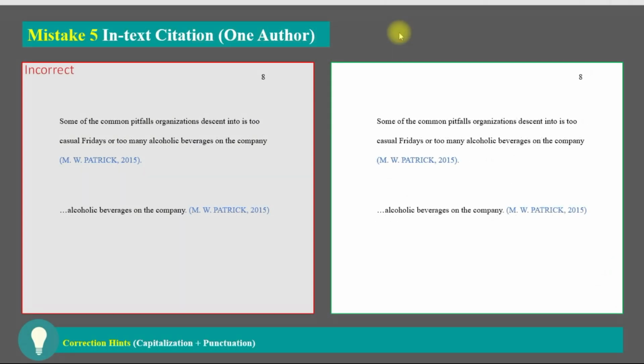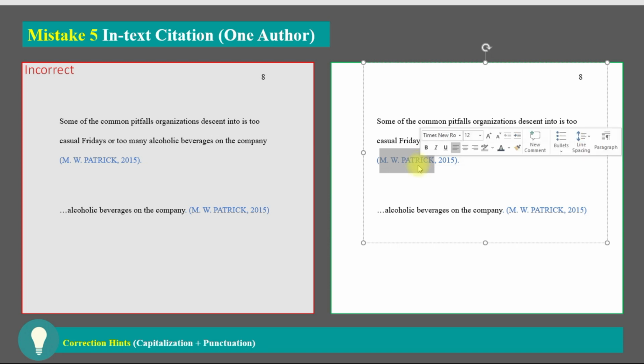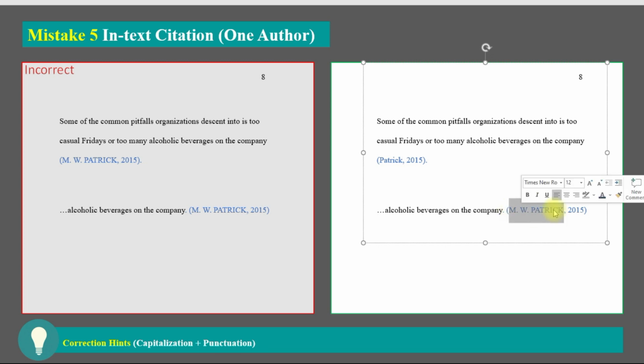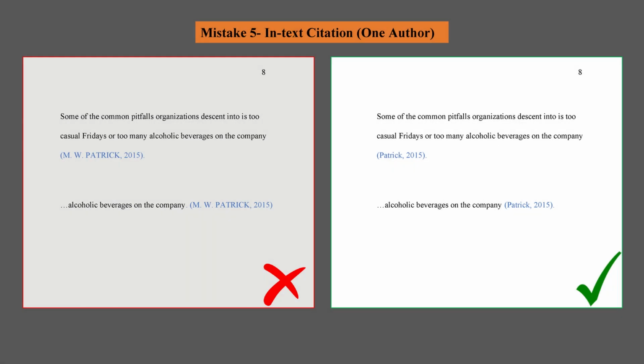Mistake number 5, in-text citation, again, one author. Another common mistake is when students write all the words in capital. So how can we fix it? We just want to make sure that Patrick is like this, and sometimes again the same mistake here. Patrick, and do not write the full stop after the words. It comes after the parentheses.